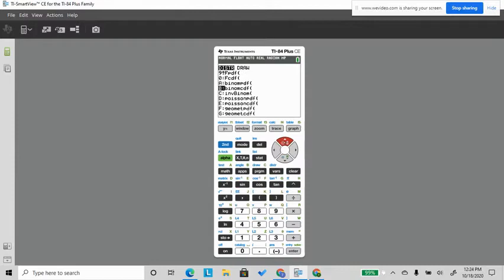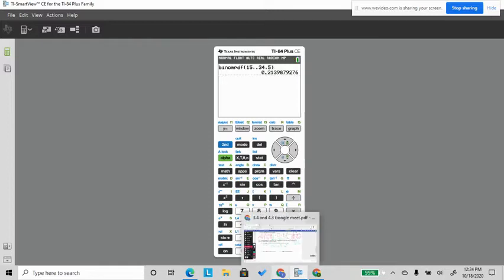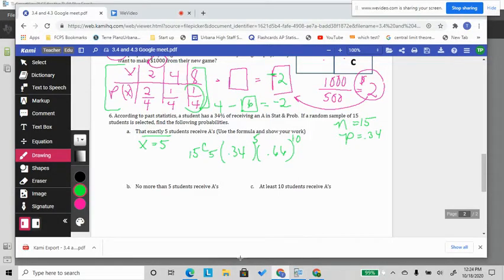Binom PDF. And you're going to say 15. Probability was 0.34. The x value was 5. And if you have an older version of the calculator, this is what you type in. It's always in the order of n, p, x. And then you hit enter. And there's your answer, .2140 for the first one. So .2140, that's 21.4%.